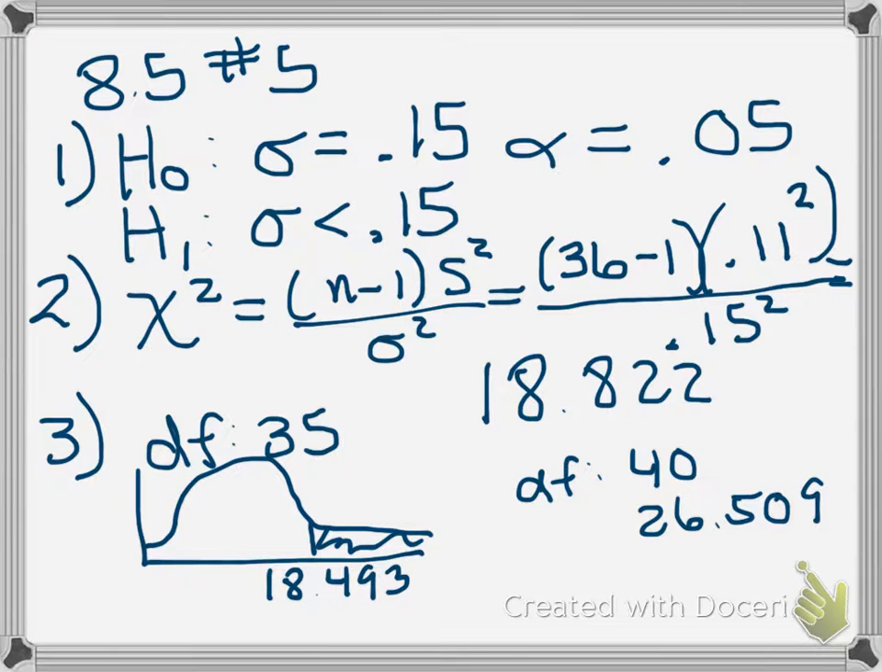But again, you can go to 30 or 40. Realize if you go to 40, you're going to get a different result. That's why I always go down in data values. So I'm going to use 30 for my degrees of freedom on the table. So 18.82 is somewhere right over here, and it's in the tail, so we are going to reject H naught. So if you reject H naught, you accepted your claim. So up here in step 1, H1 was your claim, so you accept your claim.